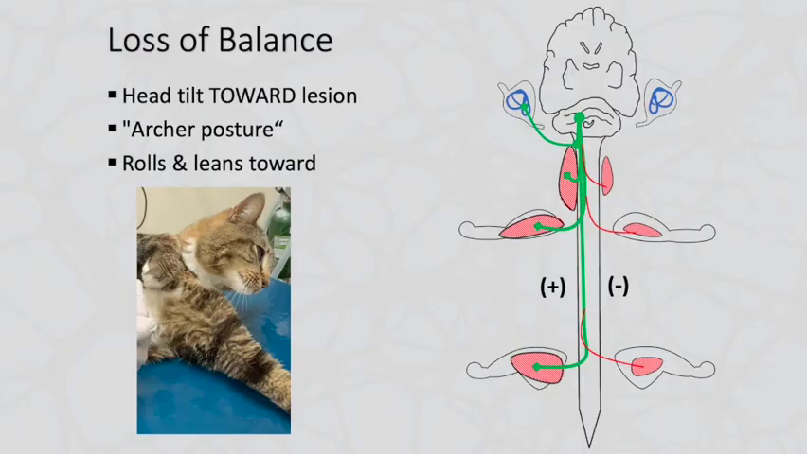Additionally, there's more tone on the side that's still functioning because there's no decreased tone coming from the contralateral side that's affected. This is why a patient will have a head tilt towards the side of the lesion when we're talking about central or peripheral vestibular disease, because there's decreased tone going to the neck muscles as well, so the head's going to tilt towards that direction. Additionally, there's increased tone on the other side too.